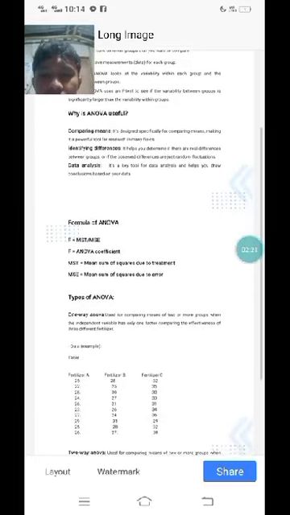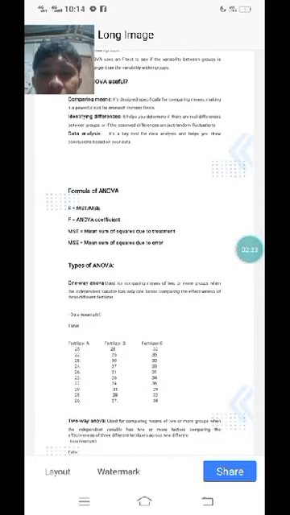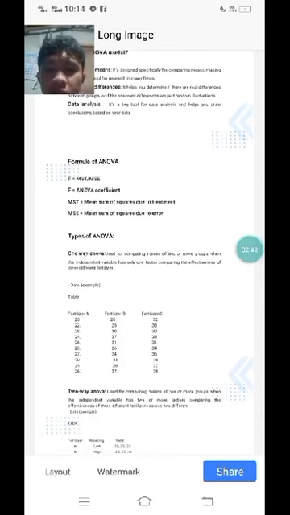This is the formula of ANOVA. F equals MST divided by MSE. F is the ANOVA coefficient. MST is the mean sum of squares due to treatment. MSE is the mean sum of squares due to error.